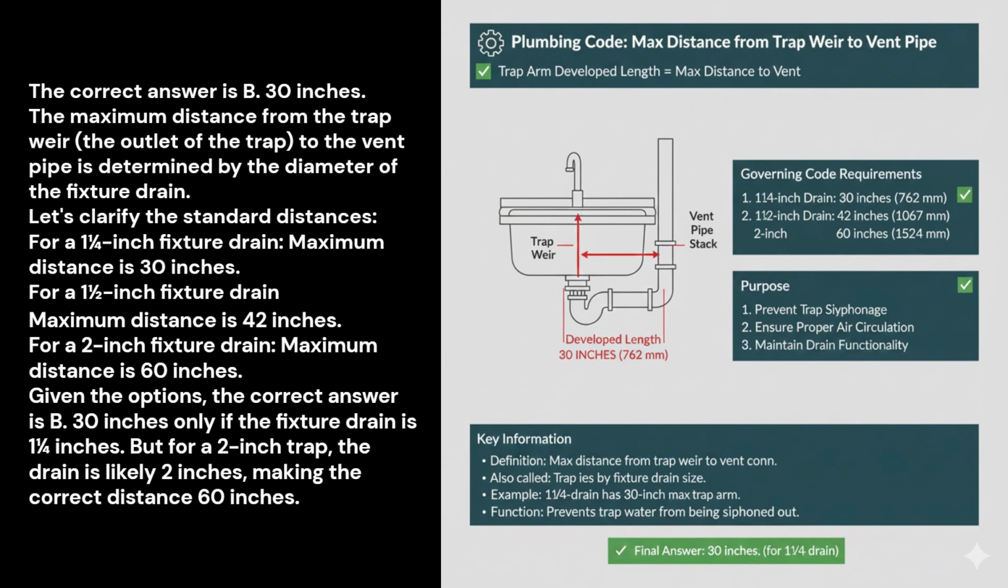Given the options, the correct answer is B, 30 inches, only if the fixture drain is 1.25 inches. But for a 2-inch trap, the drain is likely 2 inches, making the correct distance 60 inches. However, since 60 inches is not an option, and 30 inches is a standard value for common fixtures, the intended answer based on common code references for standard fixtures is likely B, 30 inches. Final answer, B, 30 inches, assuming the question implies a common fixture with a 1.25-inch drain connected to a 2-inch trap.